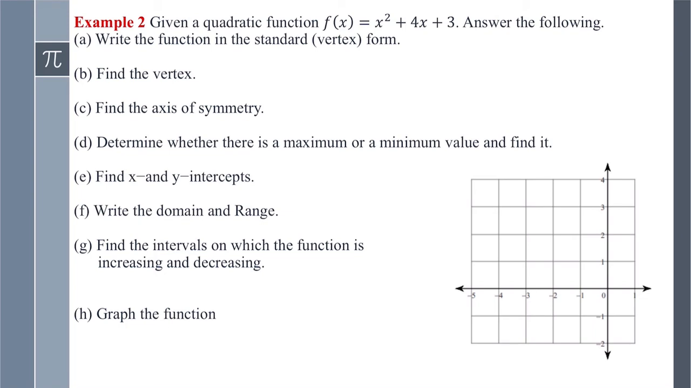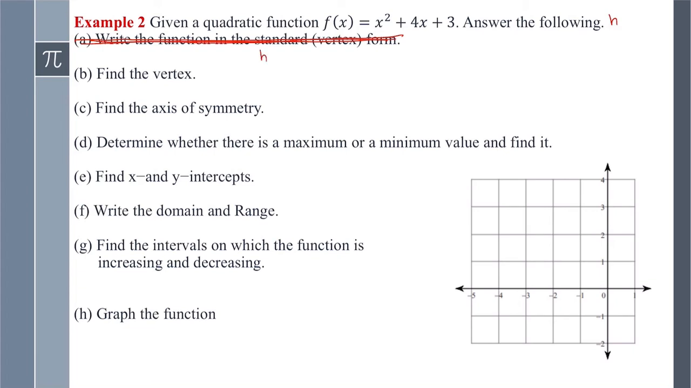So here we have a function, again in general form. So the first thing we are going to do is we are going to find the vertex. Okay, sorry, we are not going to do this one. That was for the previous question. So we are not going to write it in vertex form, okay? So ignore that question. So we'll just find the vertex using the vertex formula. So finding the vertex, we are going to use the vertex formula, which is the h coordinate. So let's go ahead and find that.